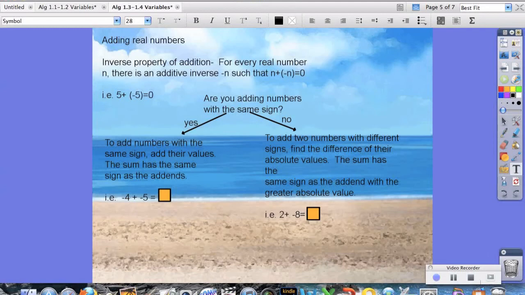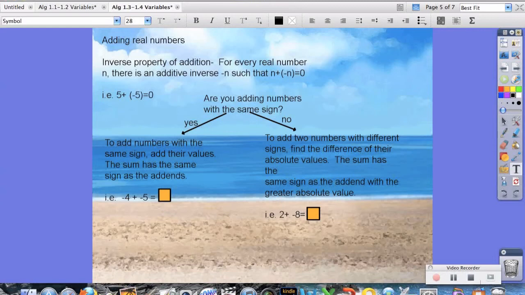For every real number n, there is an additive inverse -n such that n plus -n equals 0. Basically what that means in English is that if we have a number, the additive inverse, so the opposite of that number, will make it so it's equal to 0. So the additive inverse of 5 is -5, and when you add them up, it is 0.